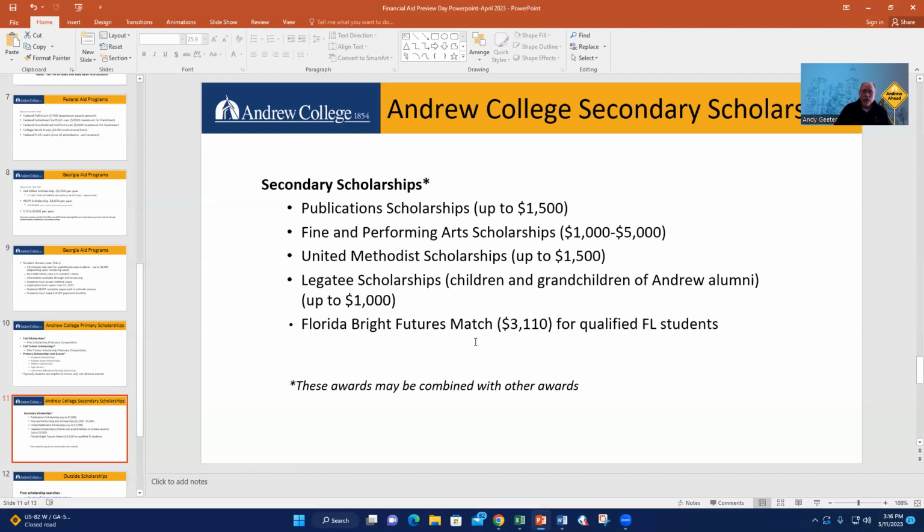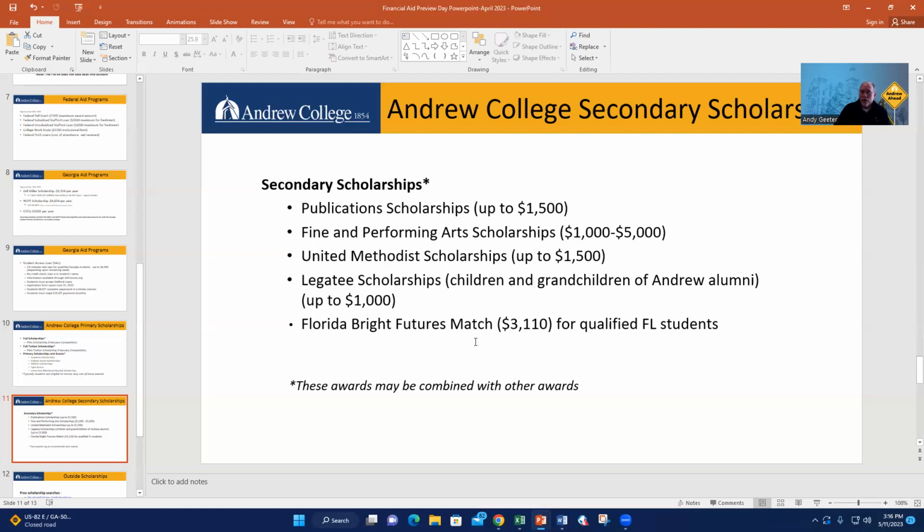United Methodist scholarships: because we're affiliated with the United Methodist Church, students who are United Methodist may receive a United Methodist scholarship up to $1,500 per year. All we need is a letter from your pastor attesting that you are a member of the United Methodist Church and have been for at least a year and are active in the church. We offer what's called the Legatee Scholarship, and that's for the children, grandchildren, and even great-grandchildren of Andrew College alumni, and that's up to $1,000 per year.